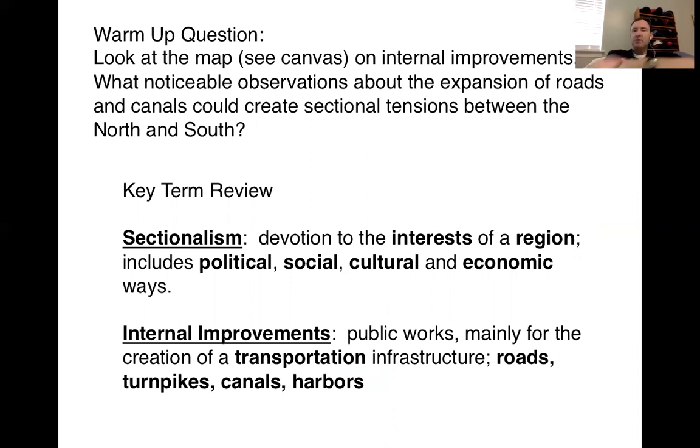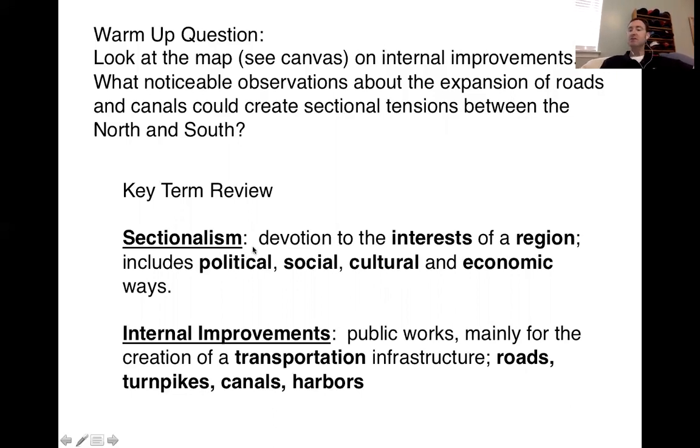We want to think between now and also the next session, guys, and also beyond then, how do things like economic development and also internal improvements impact sectional development between the North and the South, in other words, different regions? And what effect is this going to have on the development of a national economy? These two definitions you definitely want to get down, understand, and apply.